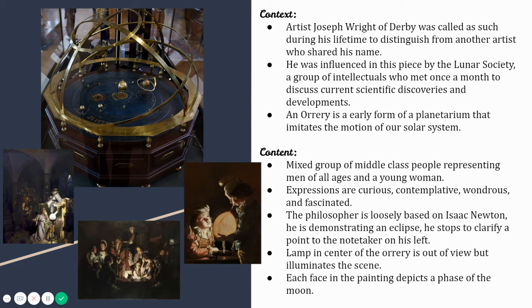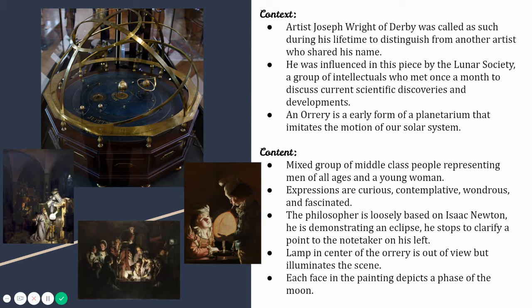Content, what we have here is a group of middle-class people representing men and women of all ages. And I think that's really important. That was not chosen by accident. Joseph Wright of Derby definitely chose that with much intention to try to show that this Age of Enlightenment was a movement for the masses, that this Age of Reason was something that was going to advance everybody, not just a certain sex or gender or class or society, that it was going to improve and enhance culture for everybody. The expressions are so curious, contemplative, wondrous, and fascinated.